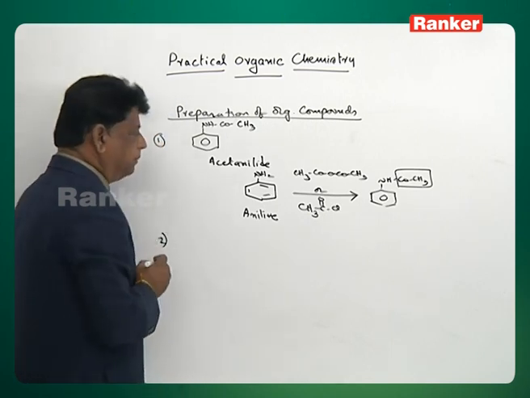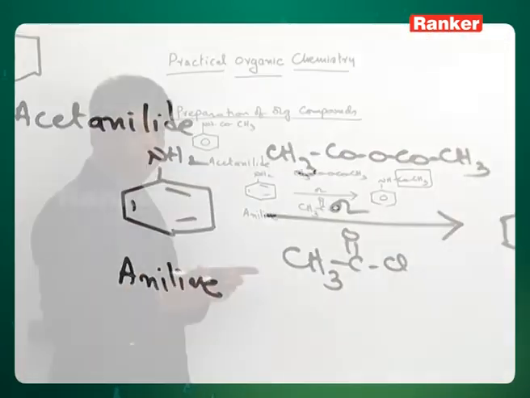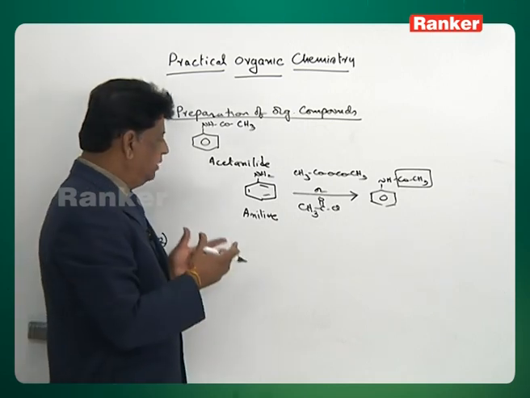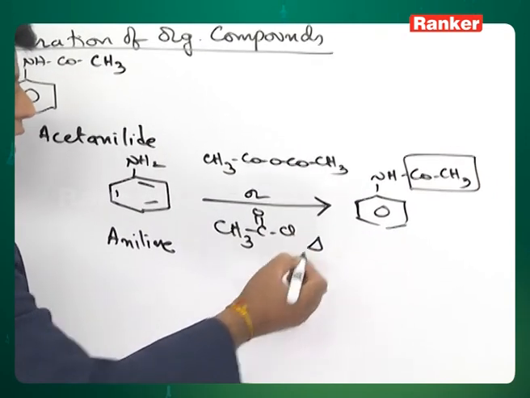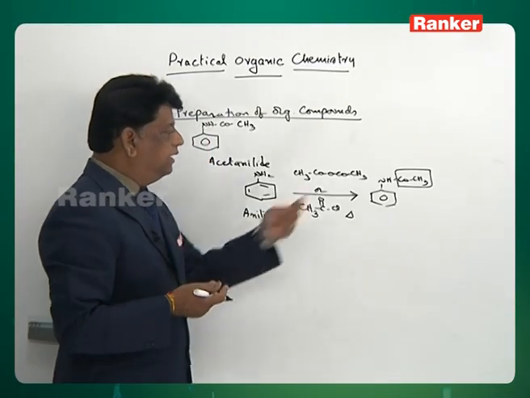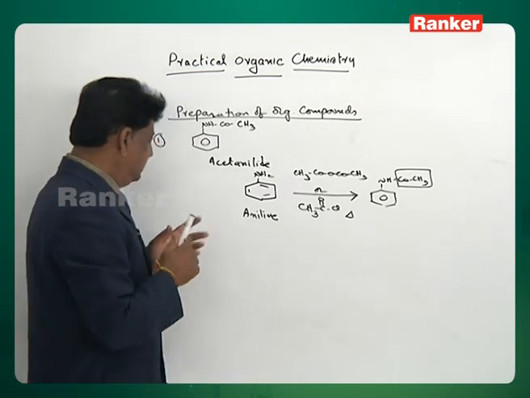Very simple experiment. Take aniline in a round bottom flask and add the anhydride. If the anhydride is very pure, it becomes hot actually, but boil for some time, around 30 minutes, and then cool it, add excess of water, and acetanilide comes as a white crystalline compound. Filter it and submit.